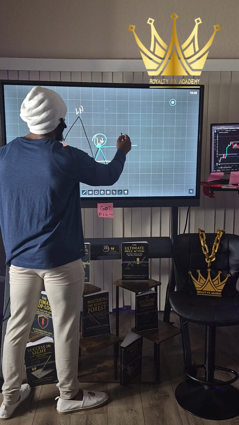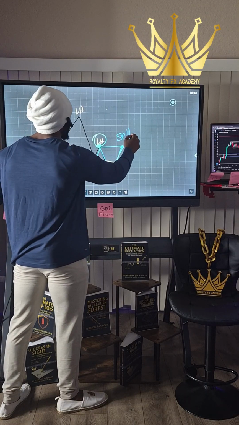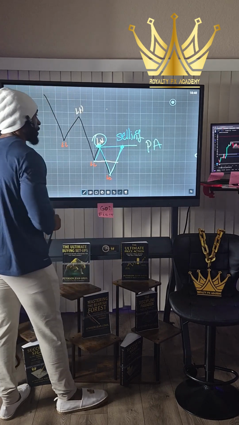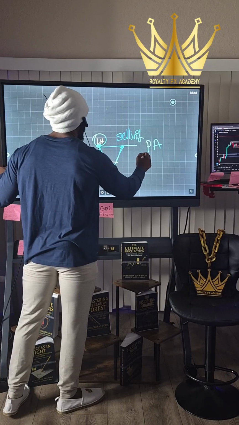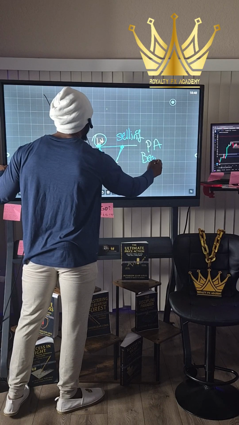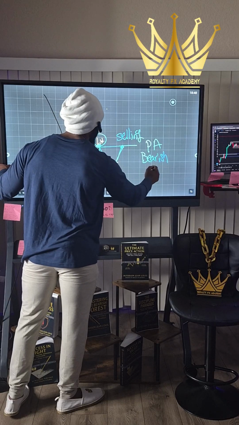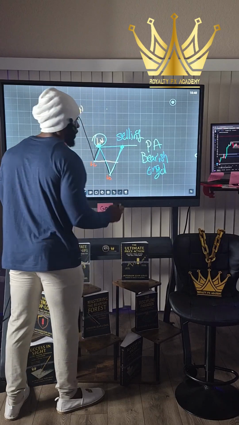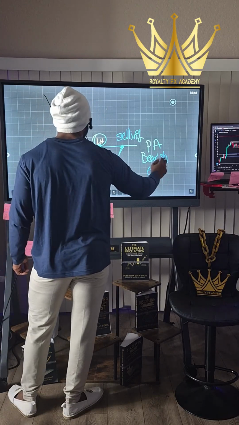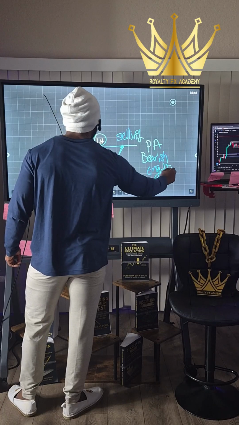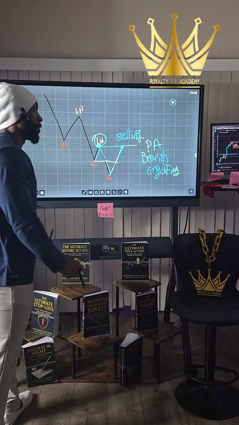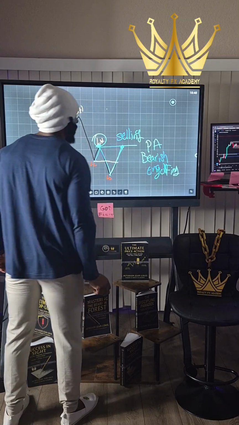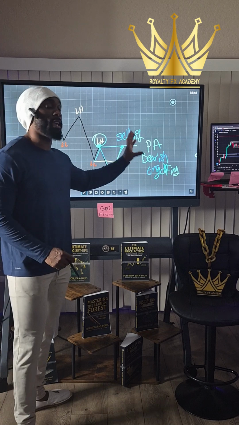Again, all you're waiting for is your selling PA, your selling price action. And that should always be the bearish engulfing price action. Okay. So it should always be your bearish engulfing price action. I think I'm missing an L, but you guys get the gist of it. It should always be a bearish engulfing.